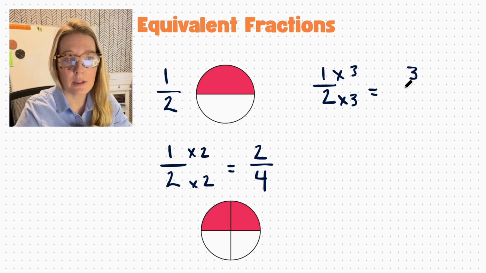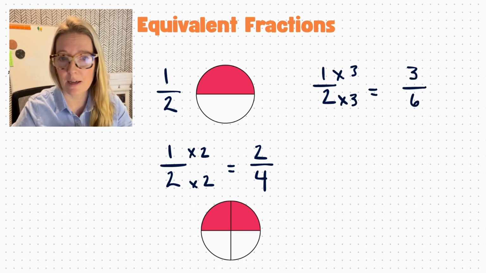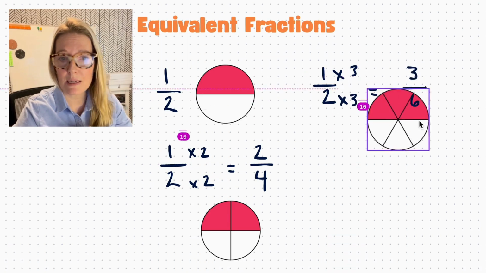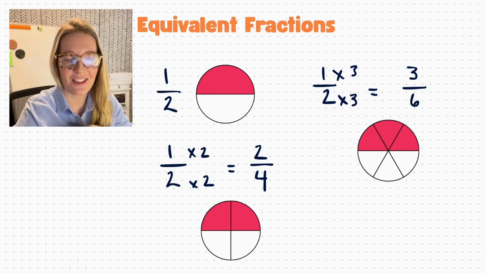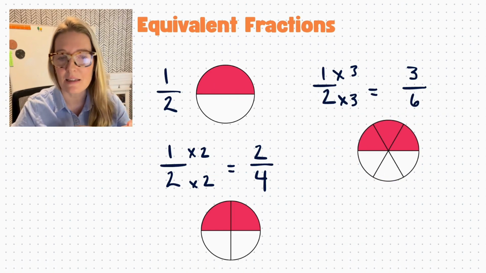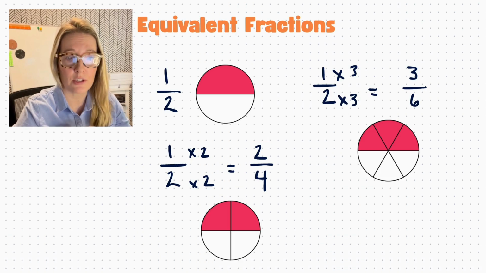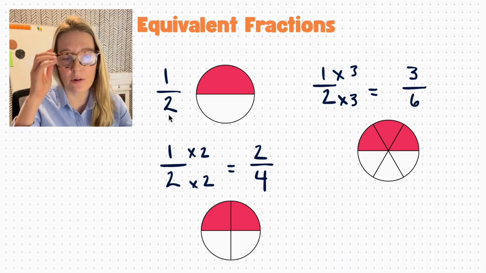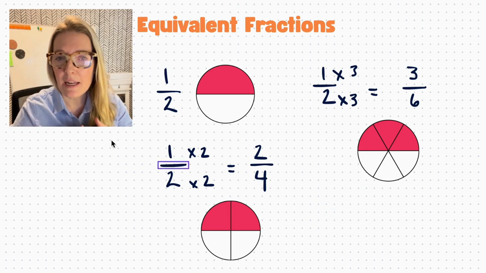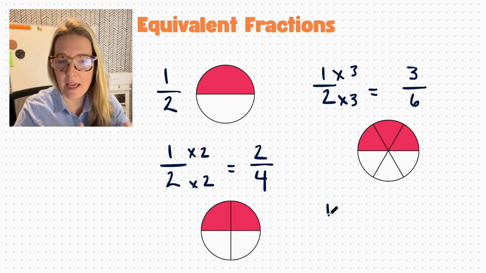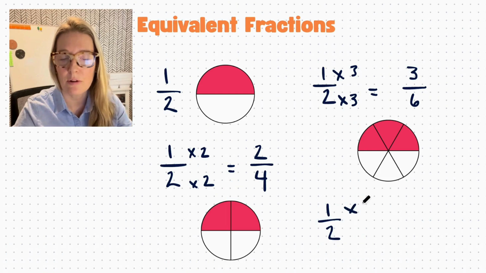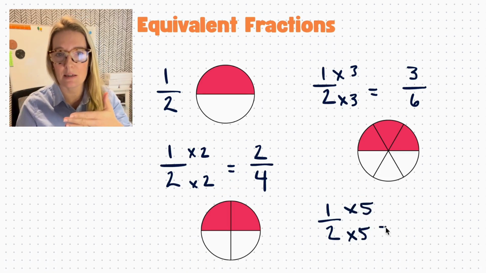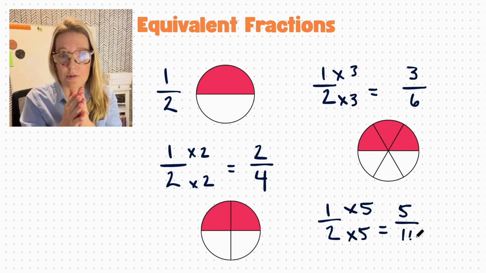Okay, let's try times 3 over times 3. So that gives us 3/6, which is a little tricky to say, 3 out of 6. So 3/6 is also equivalent to 1/2. You can see that with the pictures. You can also take a look at the numerator, and if you know that it's exactly half of the denominator, you know it's equivalent to 1/2. So 3 is half of 6 because 3 plus 3 gives you 6.